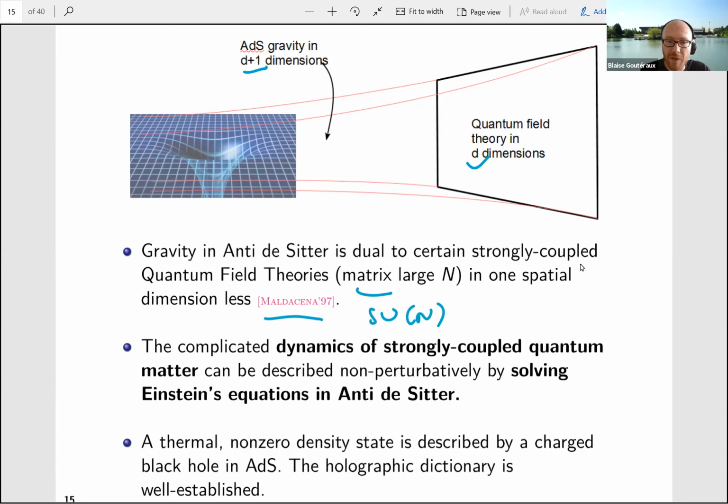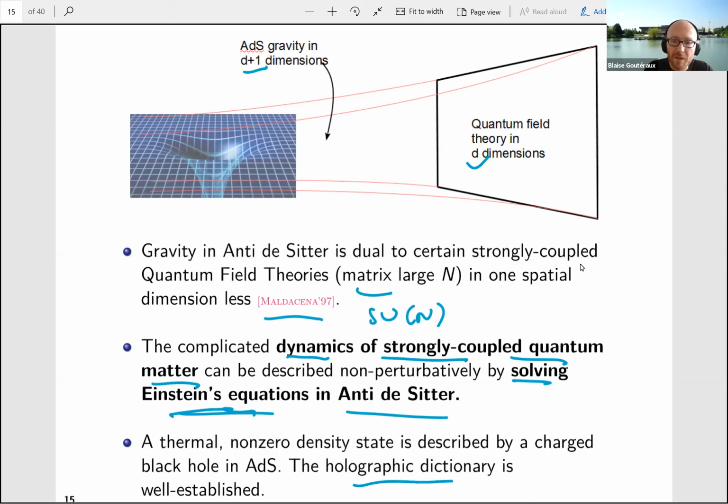I won't go through the evidence for this or even the details, but the main point to take away is that you map the complicated dynamics of these strongly coupled quantum matter, so N=4 super Yang-Mills, etc., to solving Einstein's equations in a certain type of spacetimes. And this is conceptually much simpler because if you have a strongly coupled quantum field theory, you don't necessarily know what to do, since you cannot do perturbative expansions, but you can do that when you have Einstein's equations because these are weak field gravity equations.